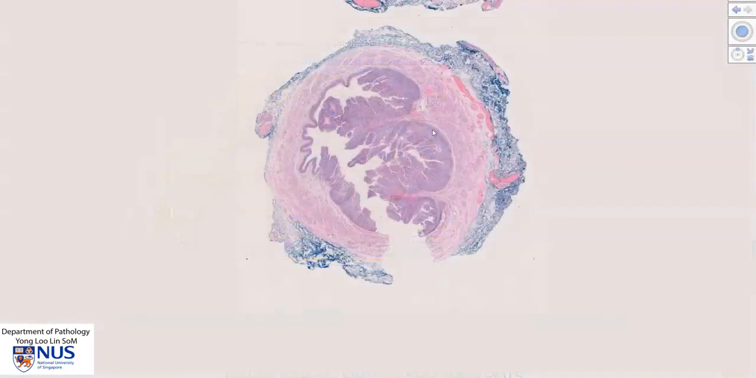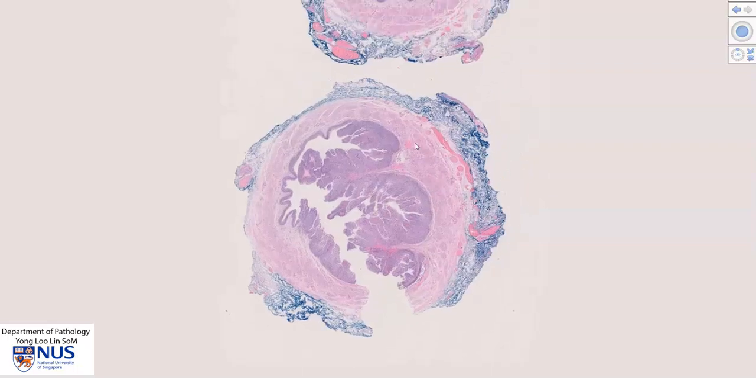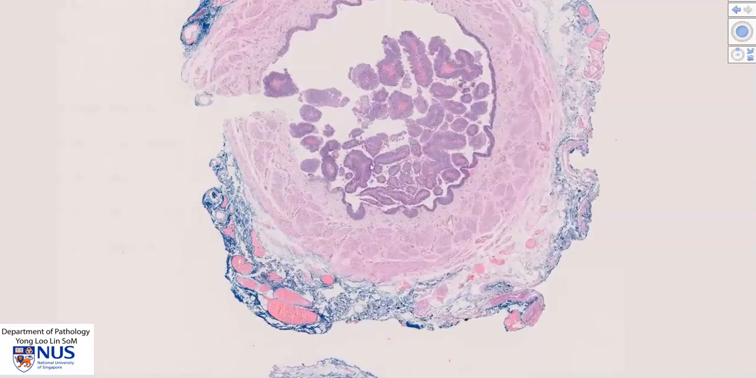Hence, in summary, this is an example of non-invasive papillary urothelial carcinoma, high grade, of the ureter. There is no evidence of invasion into the wall of the ureter, and we can see that this tumor forms papillary finger-like fronds with fibrovascular cores and lined by high-grade malignant urothelium.